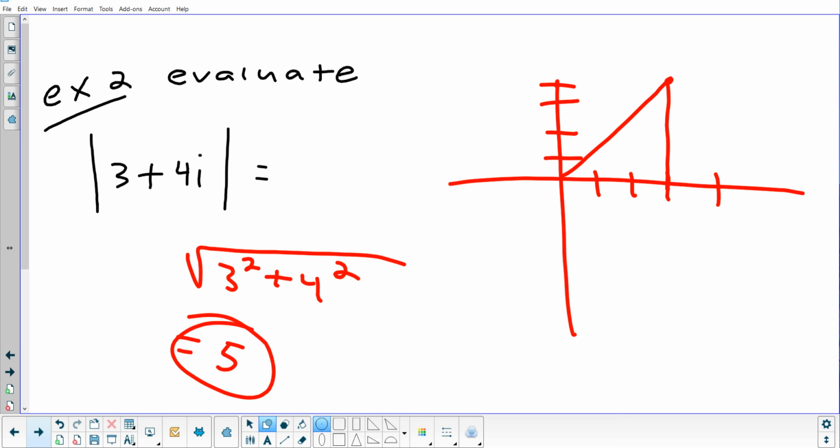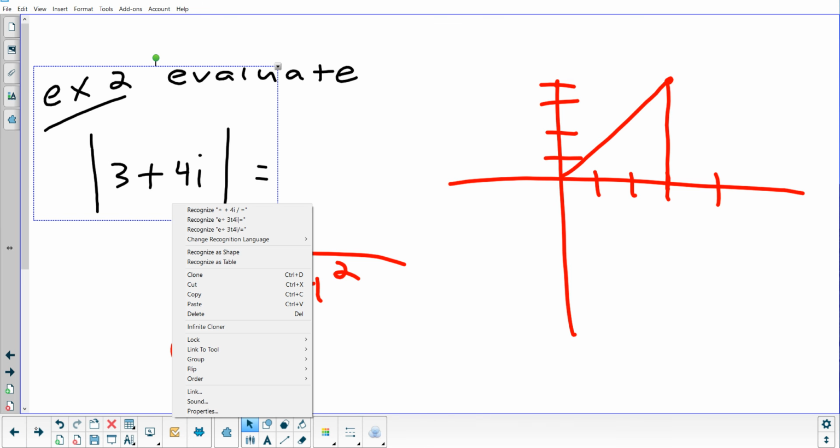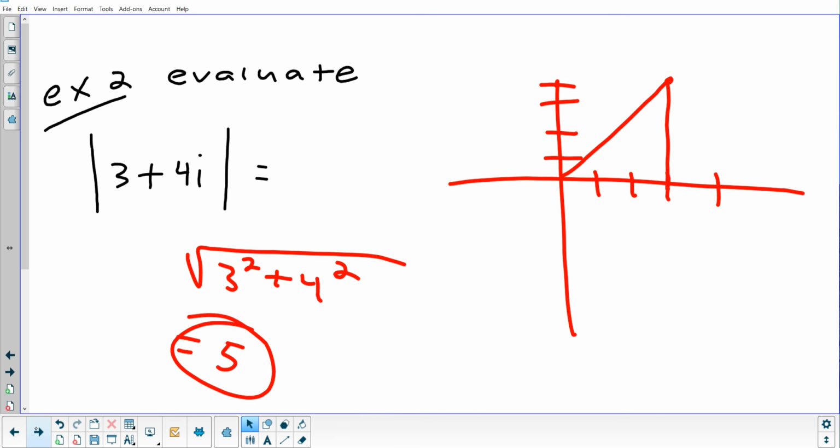So another thing about absolute value, it's always positive because it's measuring the distance to the origin. Well, I guess I shouldn't say it's always positive. It'll never be negative. It could be 0. If your point was 0 plus 0i, then the distance from that point to the origin is 0. Okay, question on finding absolute value.